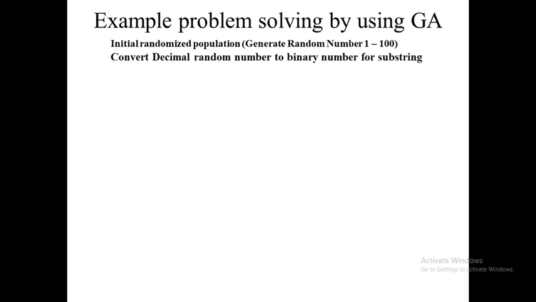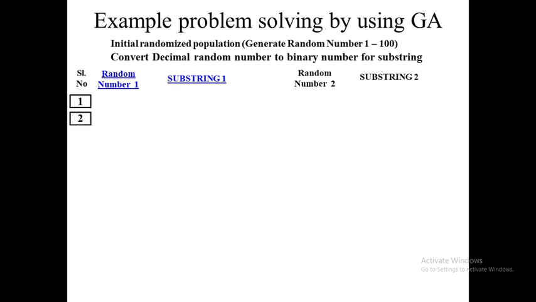Initial randomized population: generate random numbers from 1 to 100. This is the example problem, so generate random numbers between 1 and 100. Now after that, convert the decimal number to a binary number for the substring. You will become aware of all the steps after completing this problem. First the serial number, after that random number one, then substring one, random number two, then substring two. Likewise, you generate the table.